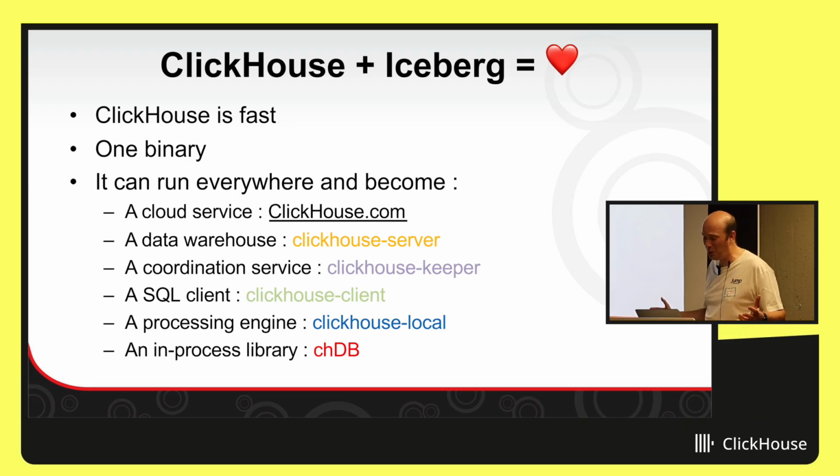So the talk is about Clickhouse and Iceberg. And so I already said that Clickhouse was fast. It was one binary. And you can run Clickhouse in the cloud, like Clickhouse.com offers that. They're here today if you want to discuss a potential project on their cloud. I think they'll be more than happy to discuss it. But the data warehouse is implemented with this Clickhouse server binary. You also have a replacement for Zookeeper called Clickhouse Keeper. You can run it as a client, you can run it as Clickhouse local, and you can also run it in process. So it pretty much covers all deployments.